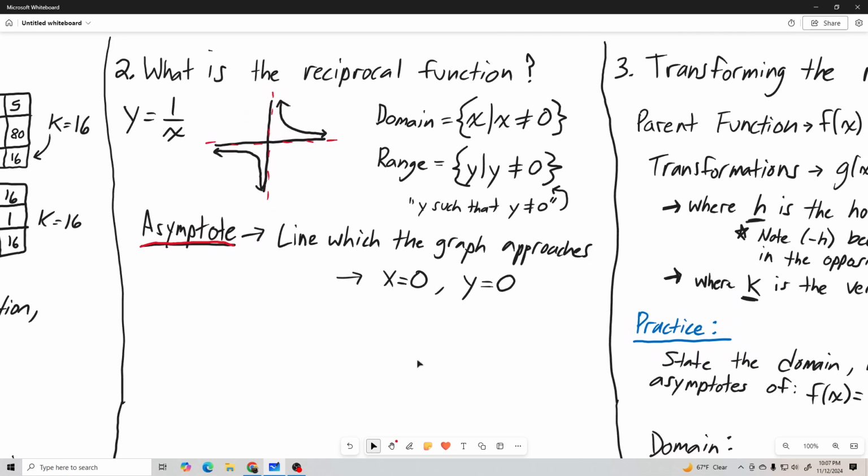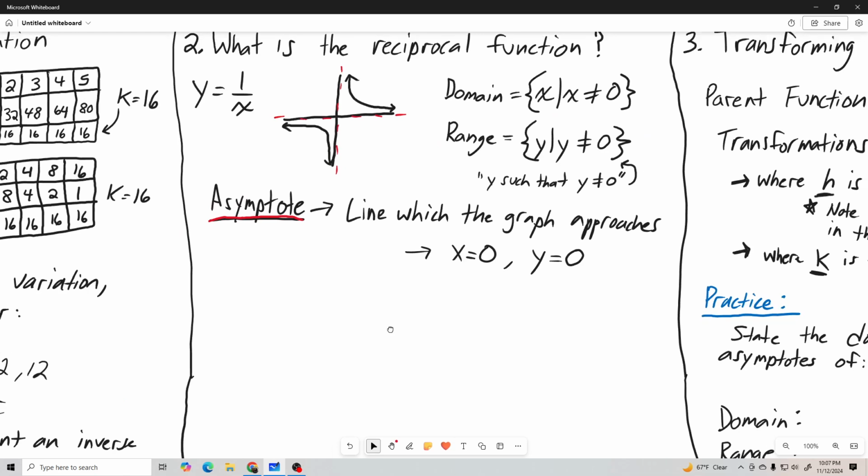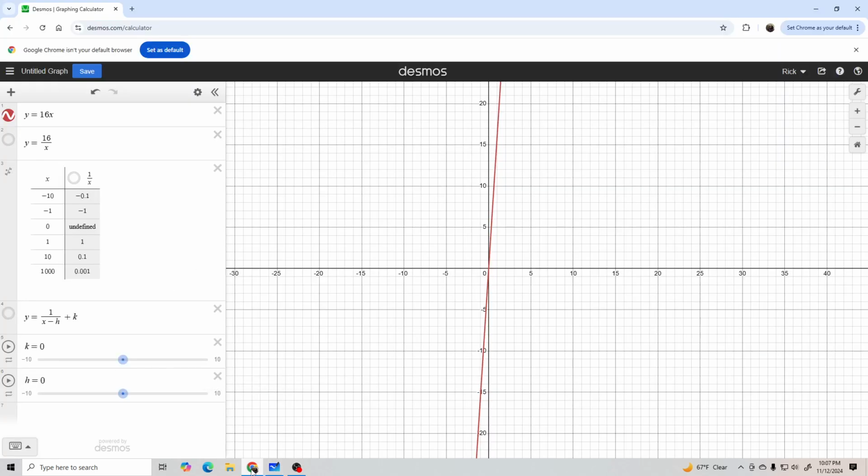Now, the reciprocal function is something that we haven't really looked at before, but it ties into the inverse variation that we were talking about before. So let's jump over to Desmos for a second. Right now we have y equals 16x. Well, what happens if we take that exact same function, but take the inverse variation version of it? In other words, y equals 16 over x.